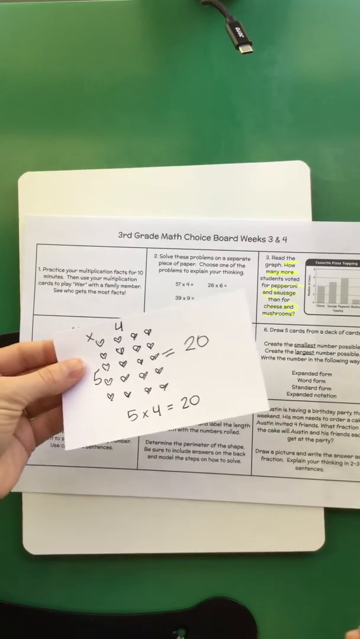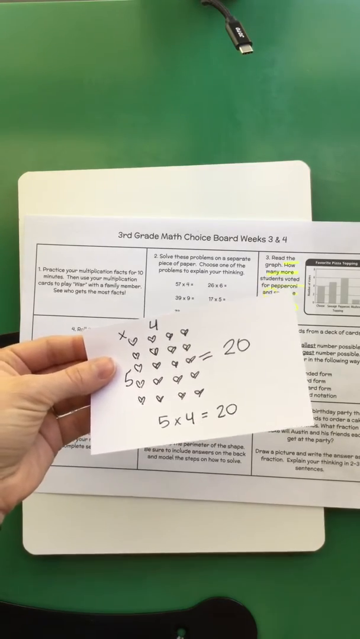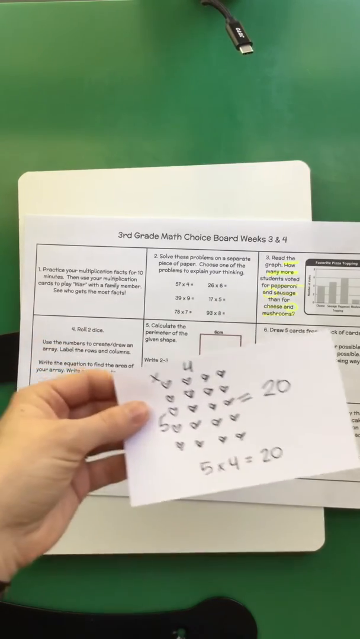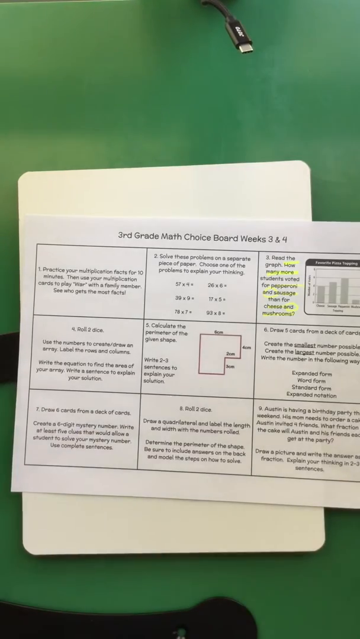If you get 5 and 4, find a different number, like roll again. Don't do the number that I showed you as an example. It's not really showing me that you know anything.